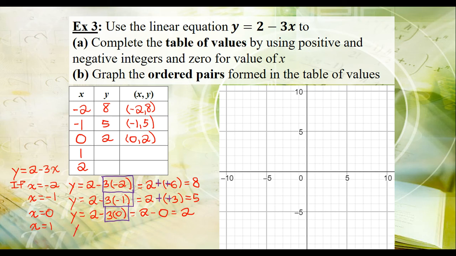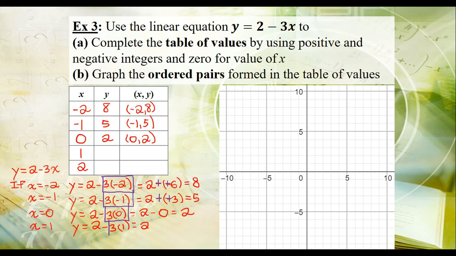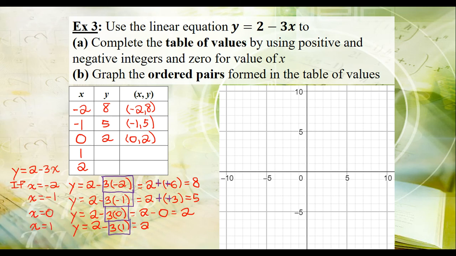So then I'd have y is equal to 2 minus 3 times, replace the x with a 1. So then this would be 2. And again, order of operations. So we're going to go the 3 times the 1 here. So 3 times 1 would just be 3. So you're going to go 2 minus 3. And this would be equal to -1. So my point would be 1 comma -1.